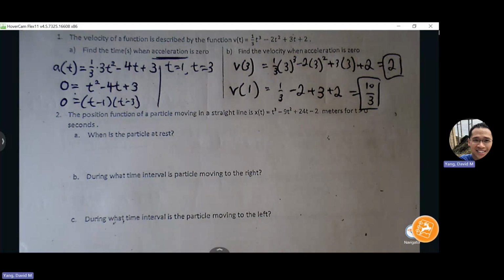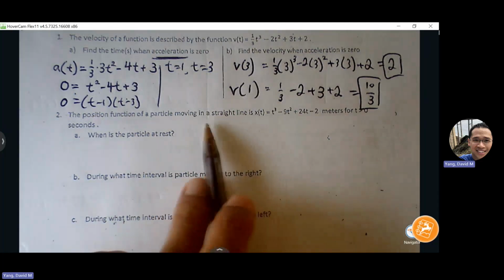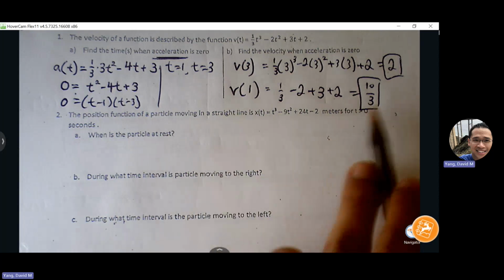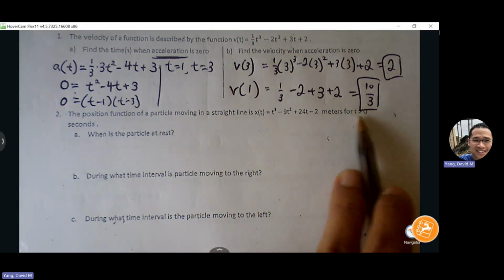Okay, number 2, the position of a particle moving along a straight line. This is a particle motion problem where this object is just moving. It can only do 1 of 3 things: it's either moving left, moving right, or it's motionless. We have a restriction here: t is greater than 0.